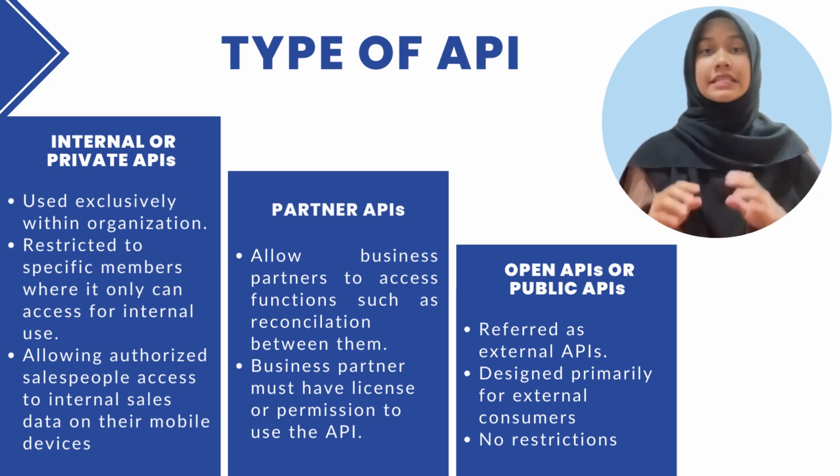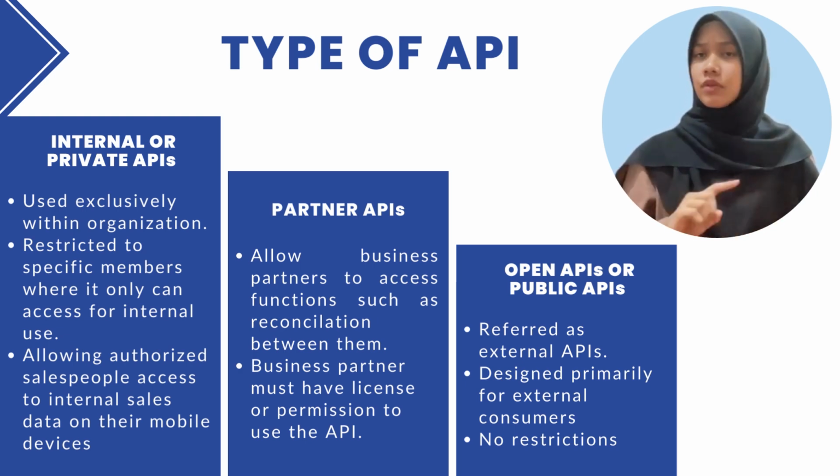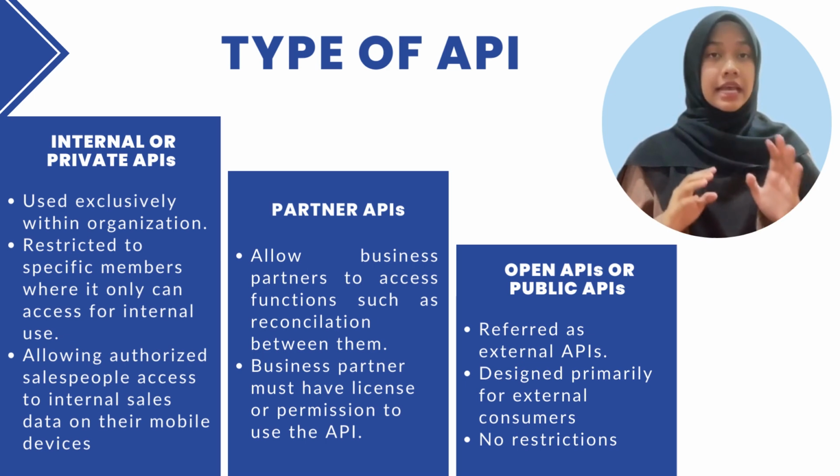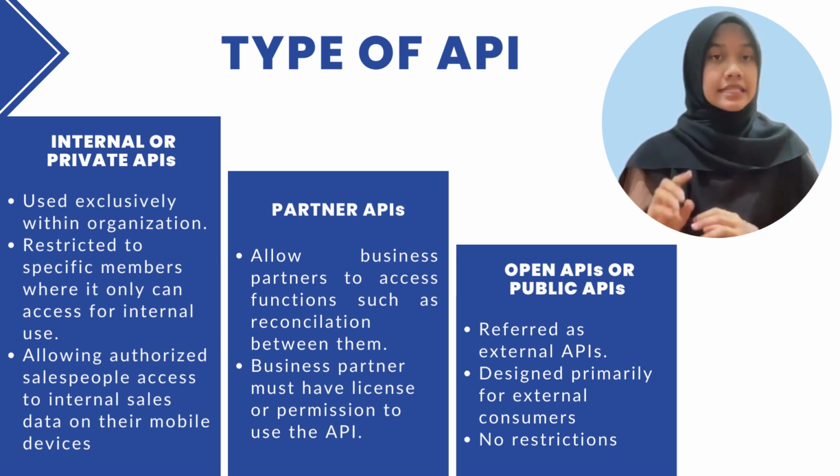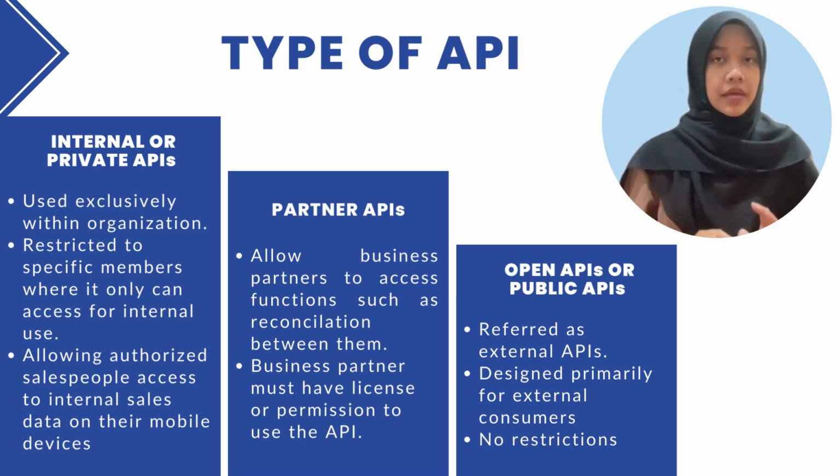Secondly, public APIs or open APIs. They are designed for external consumers and can be used with no restrictions. Public APIs example is PayPal. It instead sends the purchase order to the PayPal API and PayPal handles the rest of the transaction.